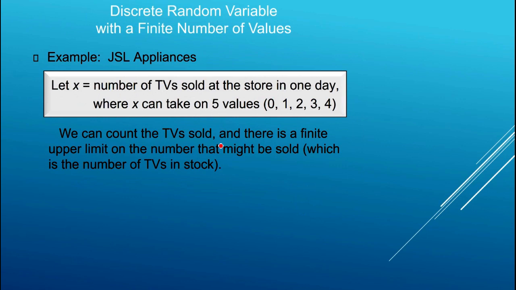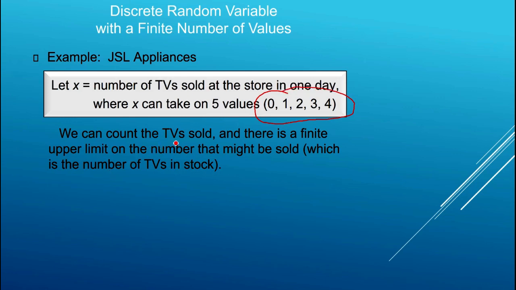Let's say that we have JSL appliances. They sell televisions. We're going to let x be equal to the number of televisions that are sold at a particular store in one day. Observing this store, we note that the number of sales of televisions can take on the values of 1, 2, 3, or 4, or they may sell no televisions whatsoever. So here are the possible discrete number of televisions that this store can sell in a day.